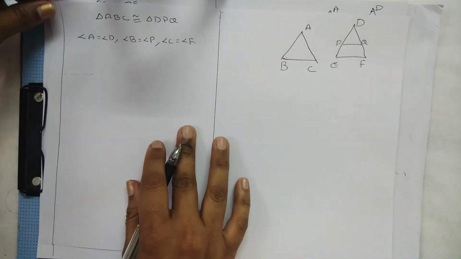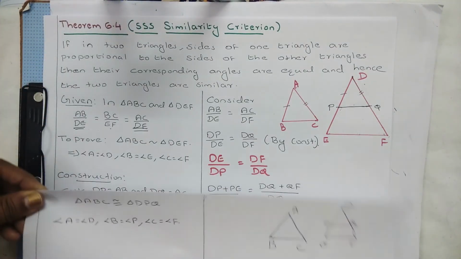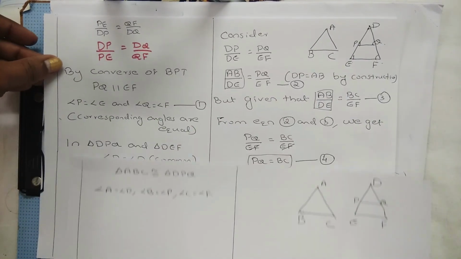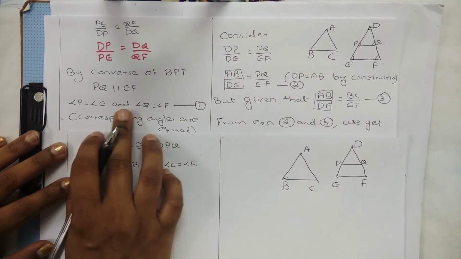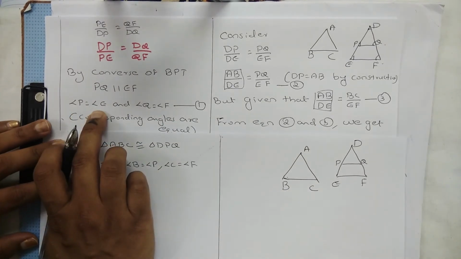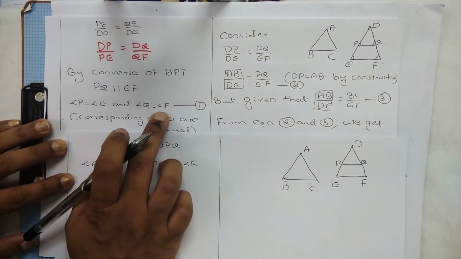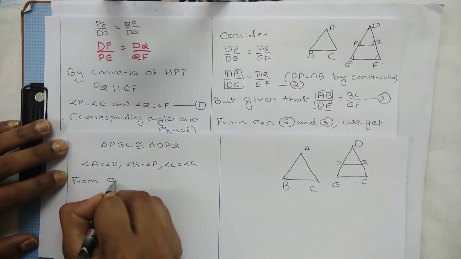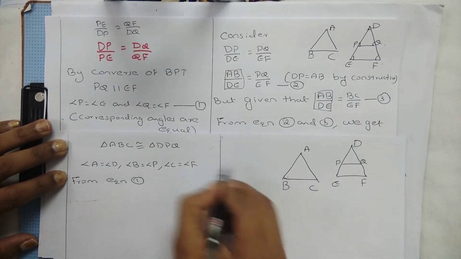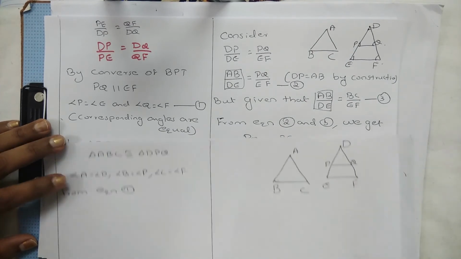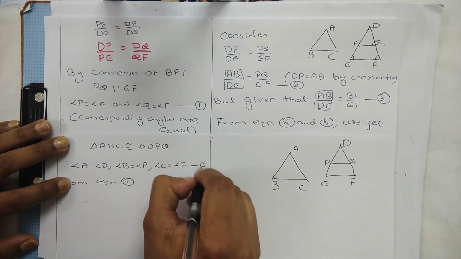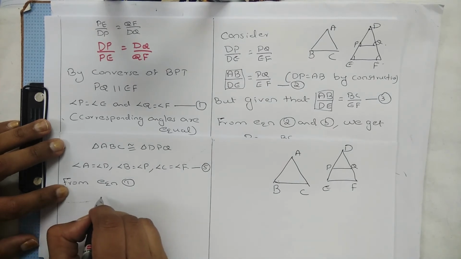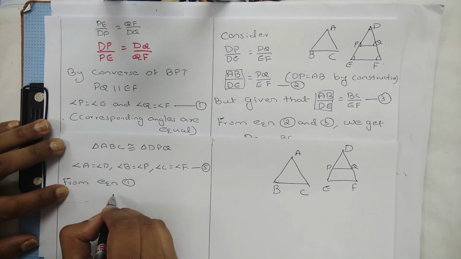But see equation 1, where we proved equation 1 here. Yes, here you see equation 1: angle P is equal to angle E and angle Q is equal to angle F. So you can write from equation 1, this is equation number 5. From equation 1, what you are getting here? Angle B is equal to angle P.